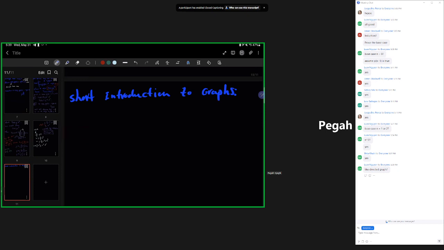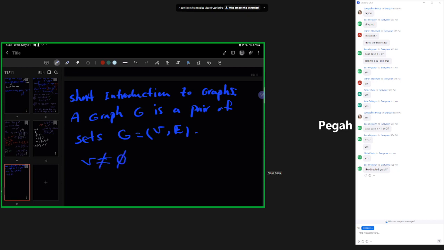I just want to remind you guys, because I want to solve an induction proof on graphs, I need to explain a little about graphs. So we say a graph G is a pair of sets, which is going to be shown by V and E. So G is equal to (V, E). First of all, V shouldn't be equal to empty.